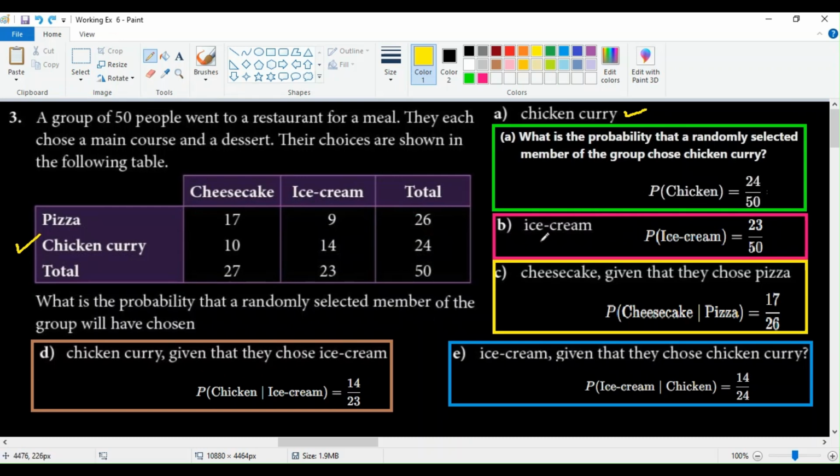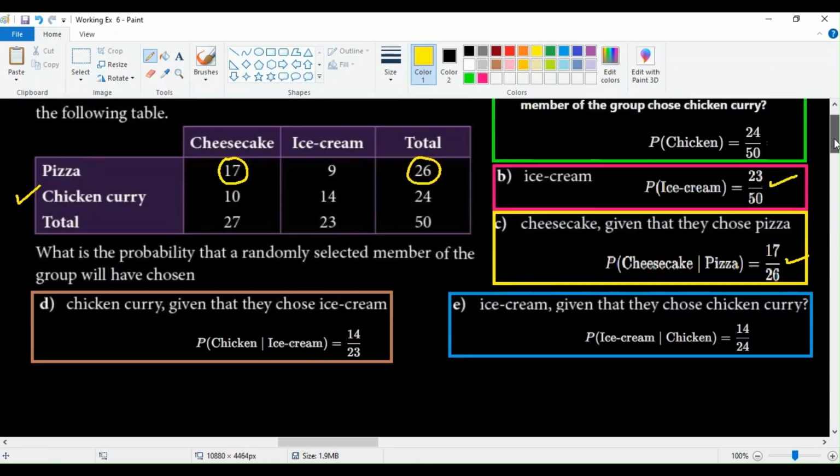Second part says ice cream. For ice cream, we go for 23. That means ice cream is over here, and the total number of people in the restaurant is 50. So 23 over 50 is going to be the answer for part B of the question. Now part C says cheesecake, given that they chose pizza. So that means 17 over 26. Why 26? Because the total number of people who are going for pizza is 26. So 17 over 26 is going to be the answer for this part of the question.